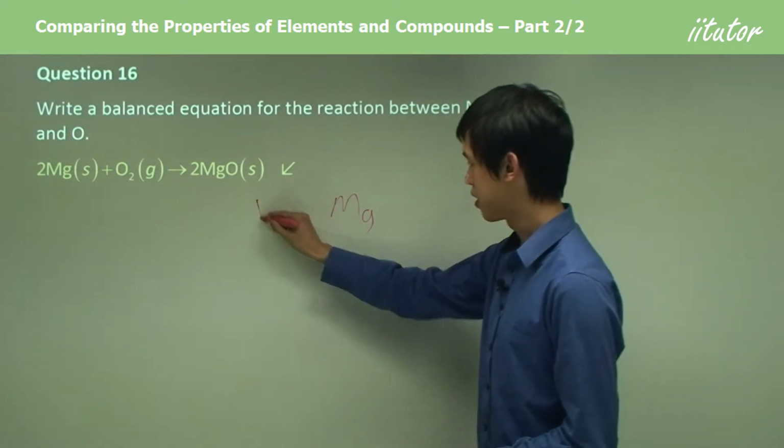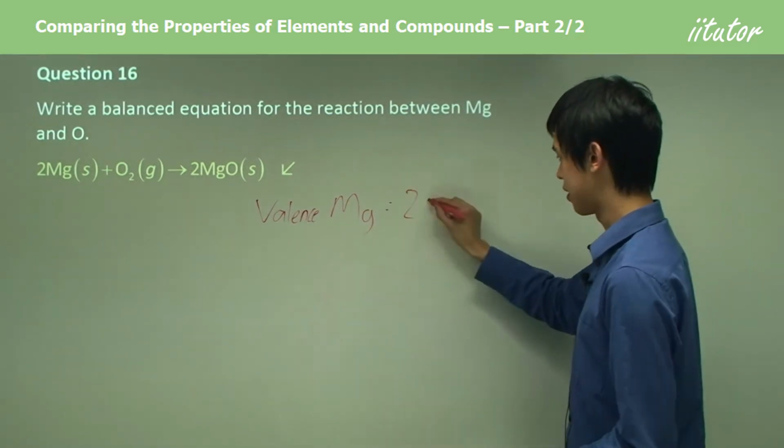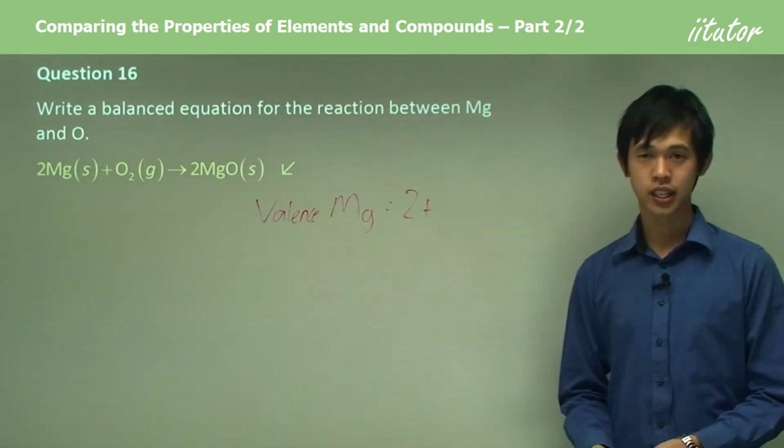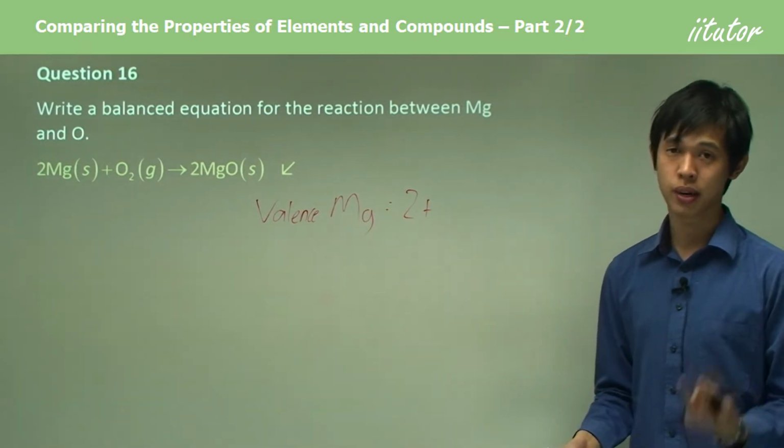Firstly, the question is, what is the valence of magnesium? And the answer is 2+. Okay? It gives away 2 electrons to get stability. So it's lost 2 electrons, becomes positively charged by 2 charges.